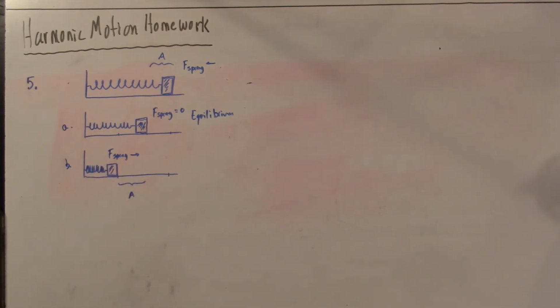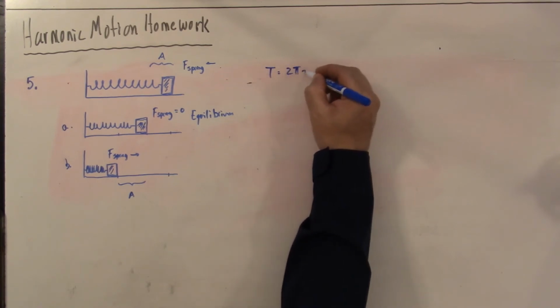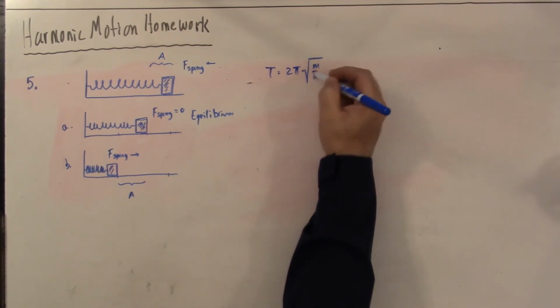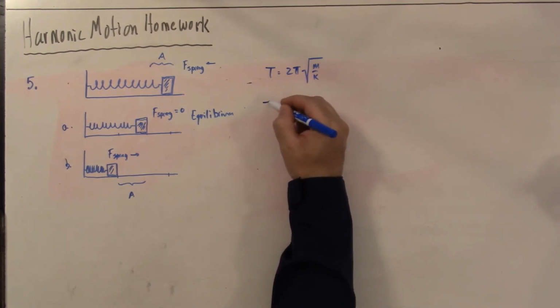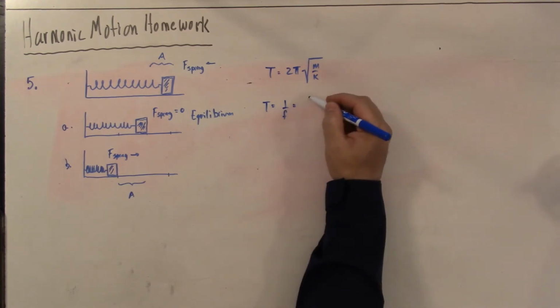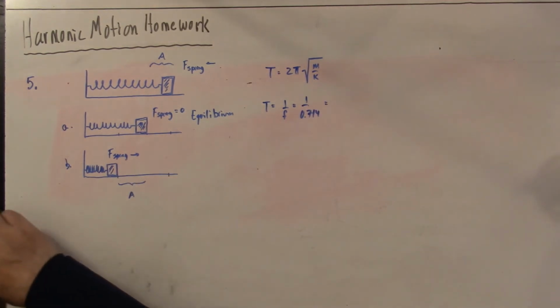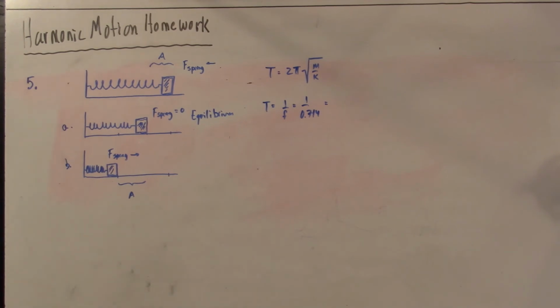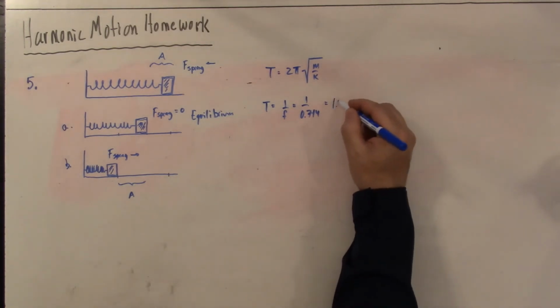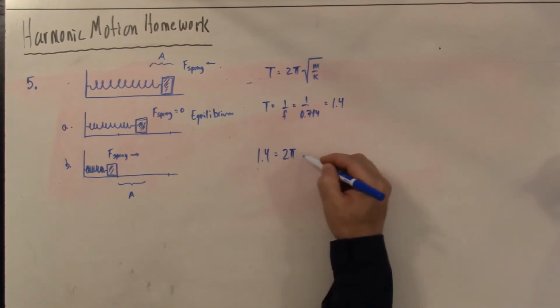C says, if the spring constant is 10 and the frequency is 0.714, calculate the mass. No problem. I know the rule for a spring is T equals 2 pi times the square root of m over k. I don't know the period yet, I only know the frequency. So the period is equal to 1 over the frequency. So 1 divided by 0.714. Period is 1.4.